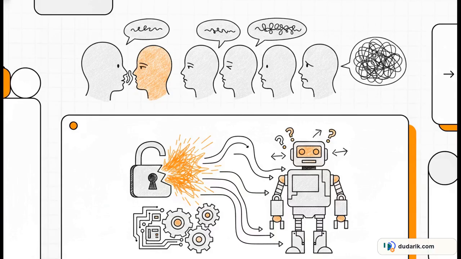Okay, you know that classic game of telephone, right? You whisper a message to the person next to you, they whisper it to the next person, and by the time it reaches the very end of the line, the original message is just completely mangled. Well, frustratingly enough, that is exactly what's happening right now inside the brains of today's most advanced robots.